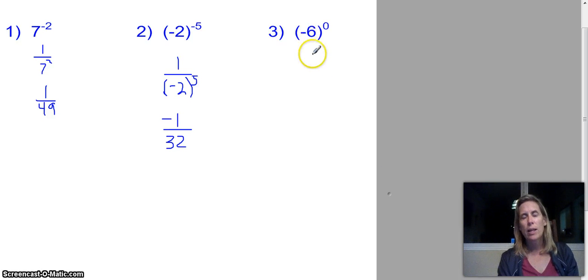Okay, how about negative 6, the quantity negative 6 to the 0. And before you say the answer, can you tell me the number 1 wrong answer? You got it. The number 1 wrong answer is 0. Good. So the correct answer is 1.